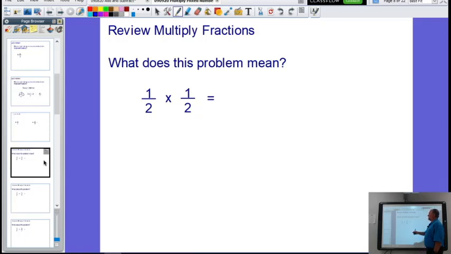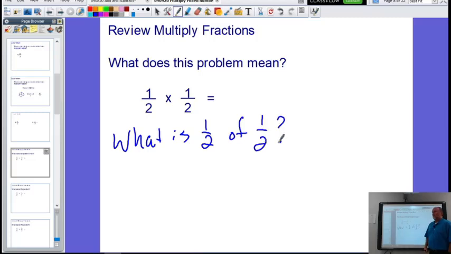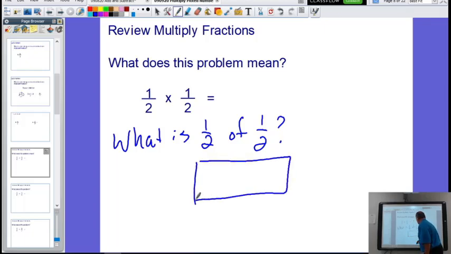Okay, so in order for us to determine what it means, we need to actually write this out in a language arts format. This question right here, what it really means is: what is 1/2 of 1/2? That's what it really means. It asks us a question. What is 1/2 of 1/2? Well, if I were to look at this in terms of a picture, here is 1. Well, I only need 1/2 of it.